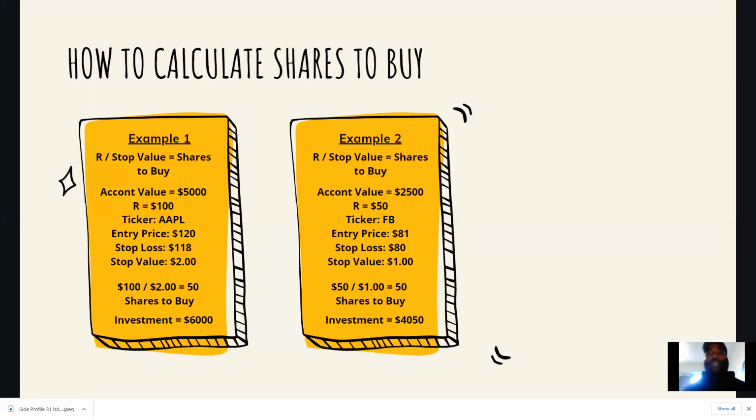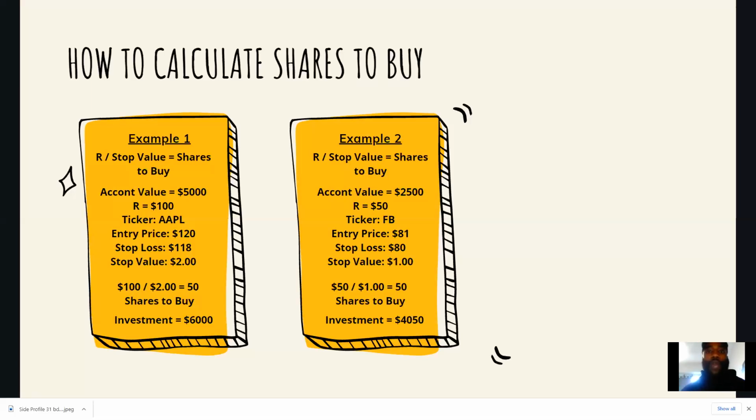So how we do this is we set up a stop limit order with our broker for $118, right? This gives us a difference between our entry price and our stop loss, which is our stop value, which we'll plug into our formula below. So with our account here, our account R is $100. We take that 100 and divide it by our $2 stop value, and that tells us that we now have to buy 50 shares in order to honor our stop limit at 118.